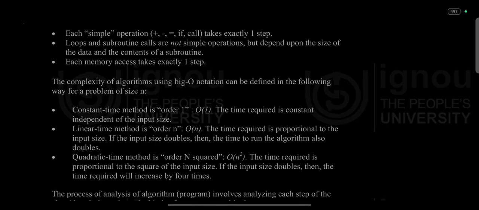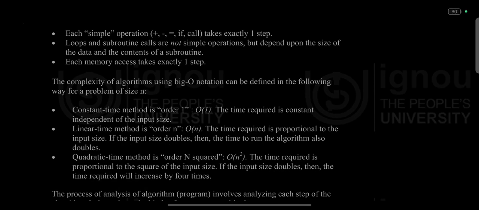Each simple operation (plus, minus, equal to, if, call) takes exactly one step. Loops and subroutine calls are not simple operations but depend upon the size of the data and the contents of a subroutine. Each memory access takes exactly one step.